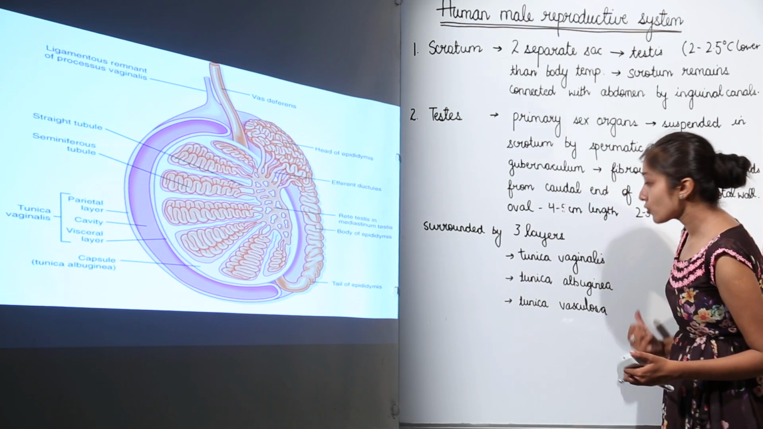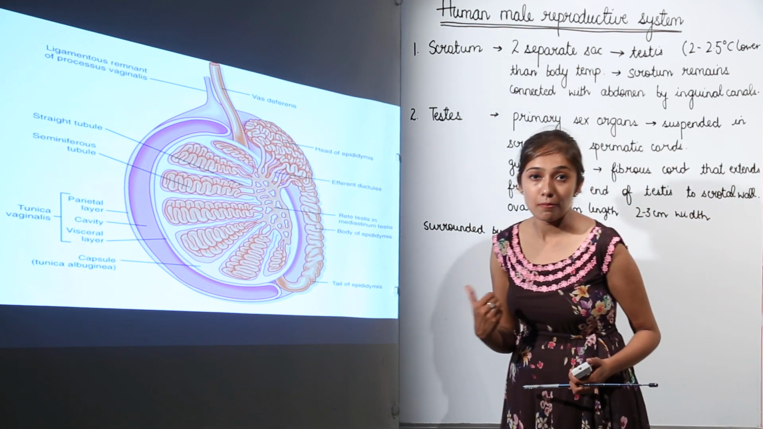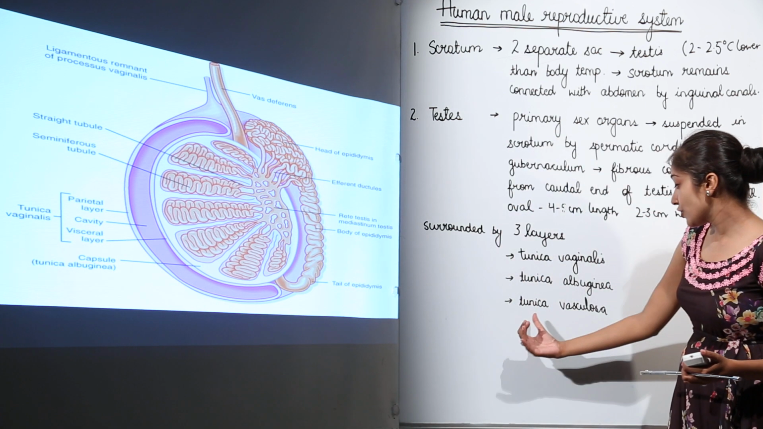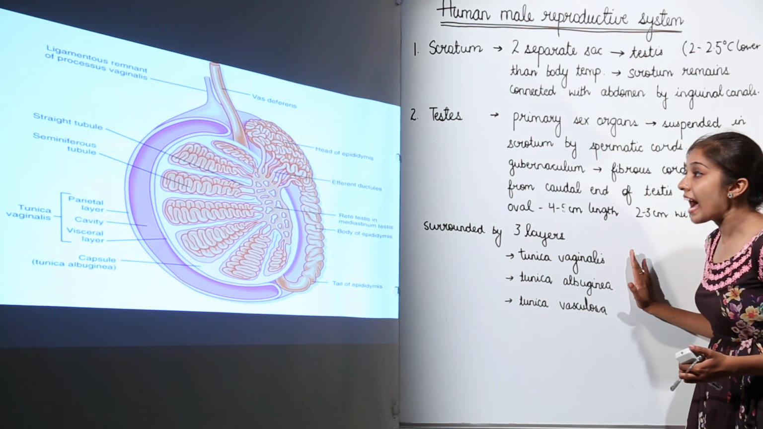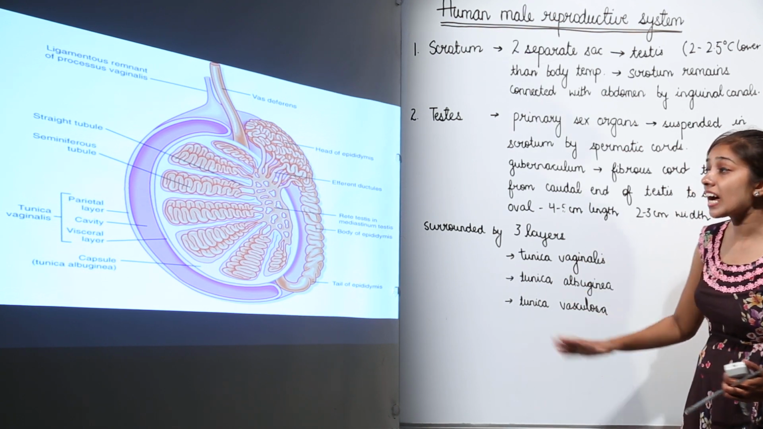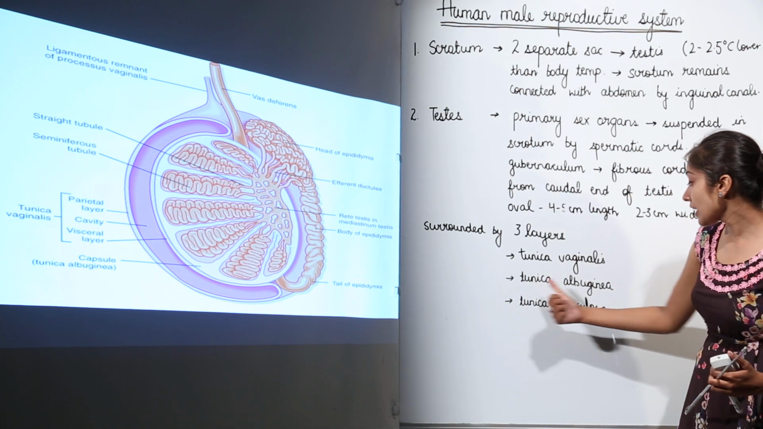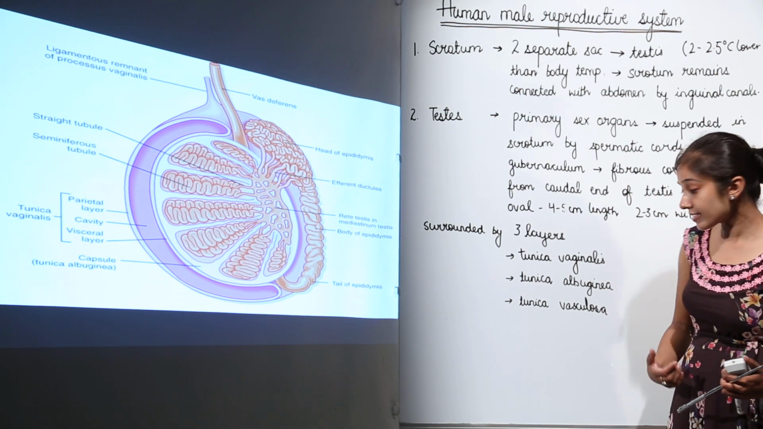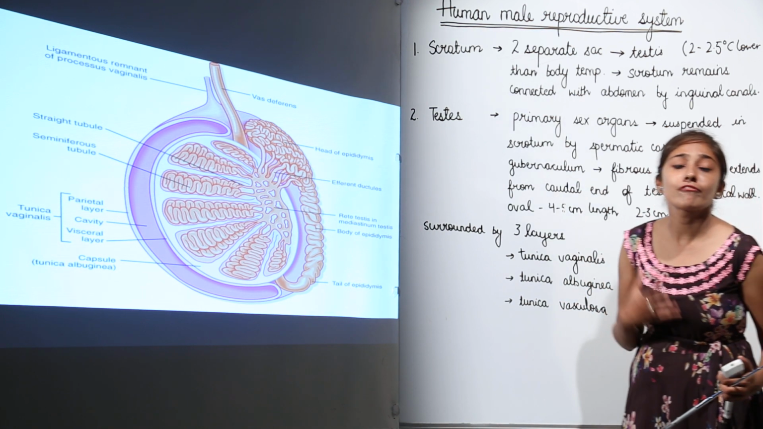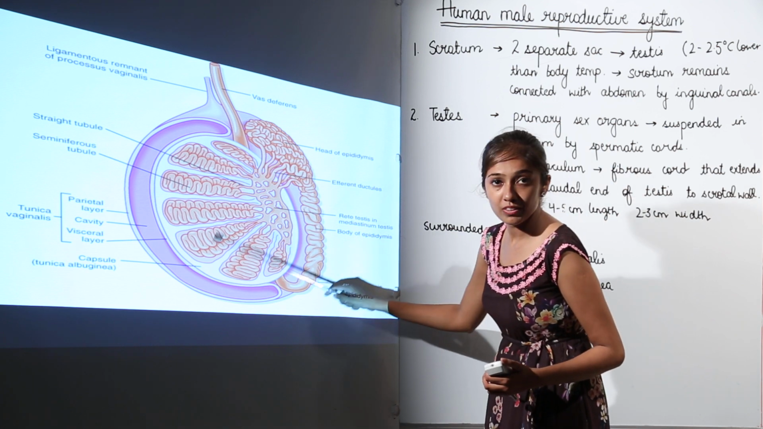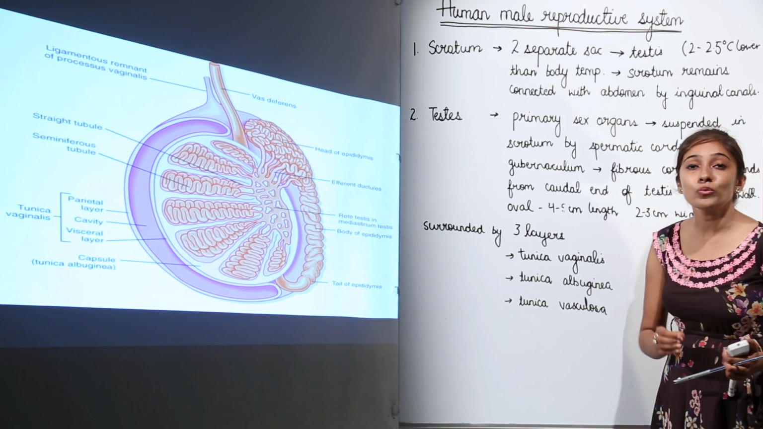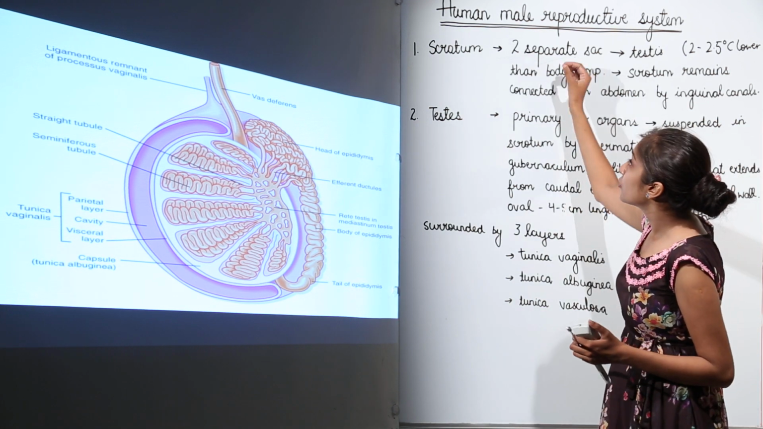This tunica vasculosa contains a network of capillaries. This layer is known as tunica vasculosa. So we have three layers that surround the testis. Remember, we have tunica vaginalis, the outer one, right? Then we have tunica albuginea, next to tunica vaginalis. Then we have tunica vasculosa. Remember from vasculosa that there is a network of capillaries which surrounds it, right? So this is about the three layers that surround the testes of the male reproductive system.